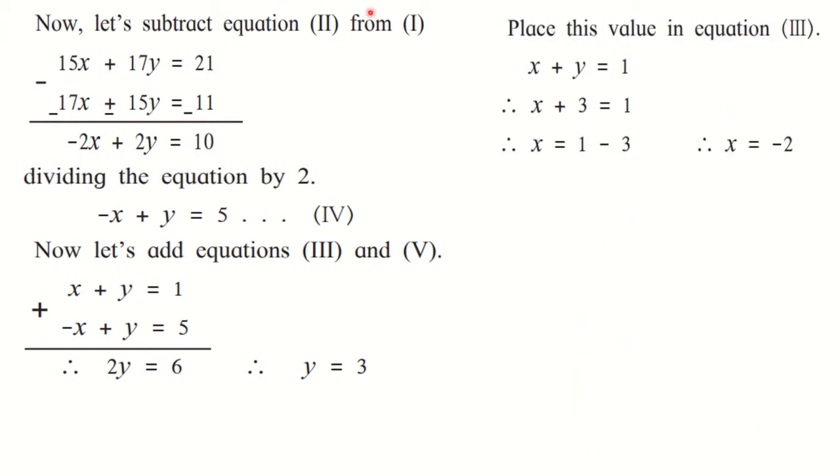We will put in equation 3 because that is easiest, simplest. Equation 3 was what? X plus y is 1. So in place of y, we are writing 3. And from that, we got the value of x as 1 minus 3. That is, x is equal to minus 2.